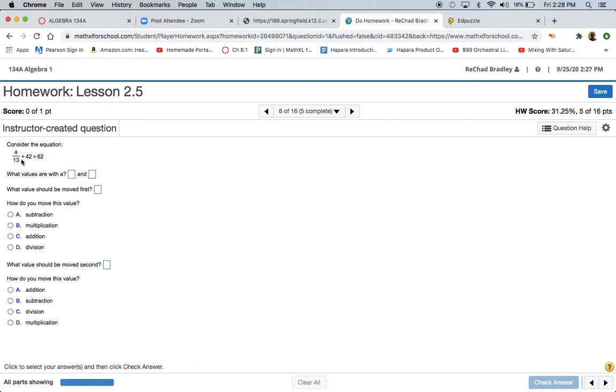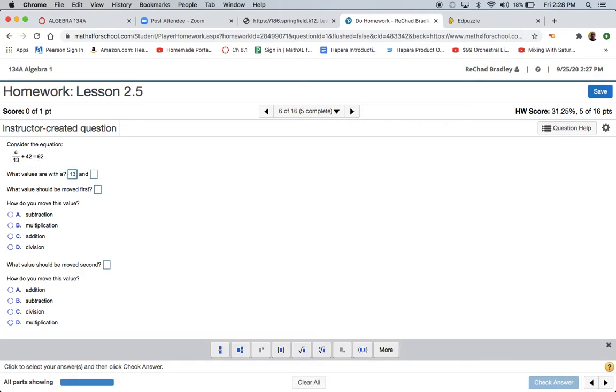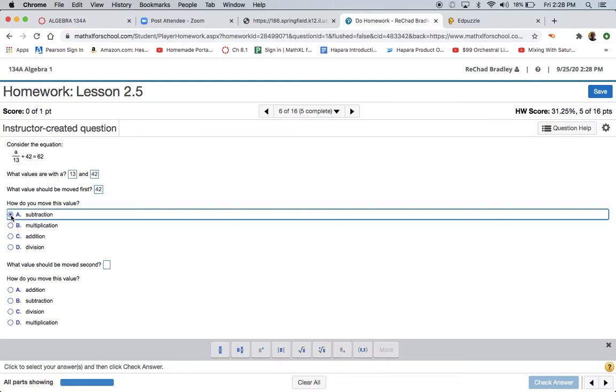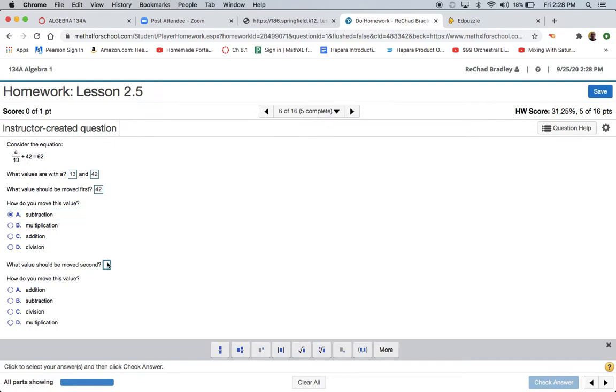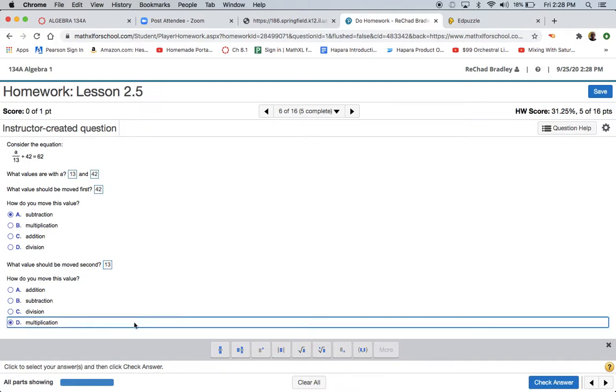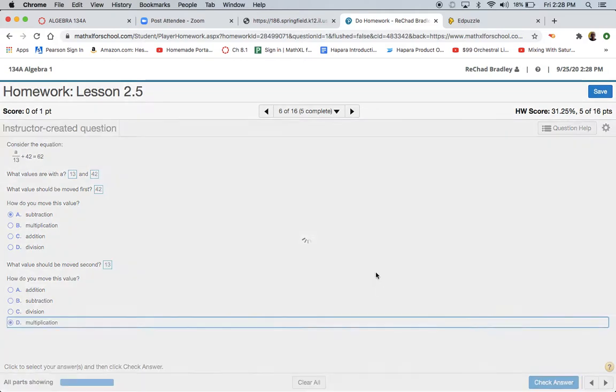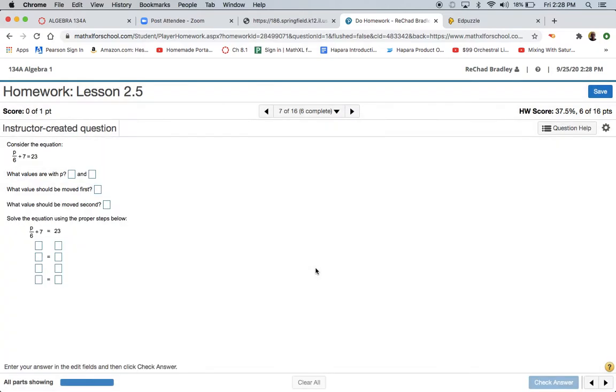The values with A are again 13 and 42. The first value that needs to be moved is the 42. How do I move this plus 42? By subtracting. Once I move that 42 by subtracting, I would have to move the 13. And again, that's A divided by 13, which means that I would multiply. Again, opposite of division is multiplication to move that number.